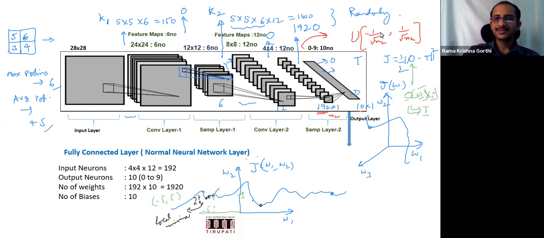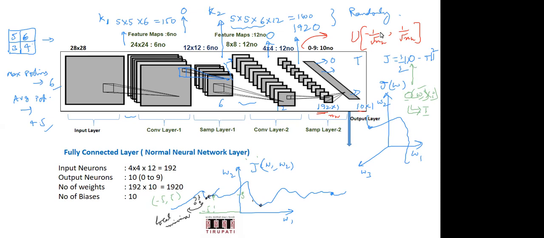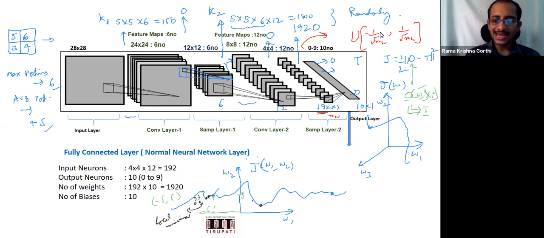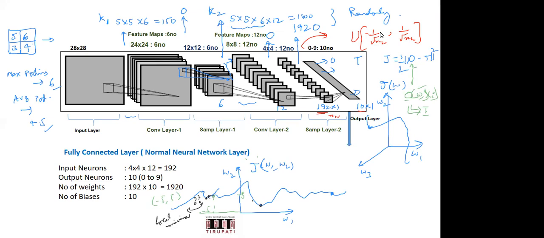No answer? So the outputs lie near the same range. Yeah, outputs lie near the same range. Very good. Which range? Between 0 and 1.